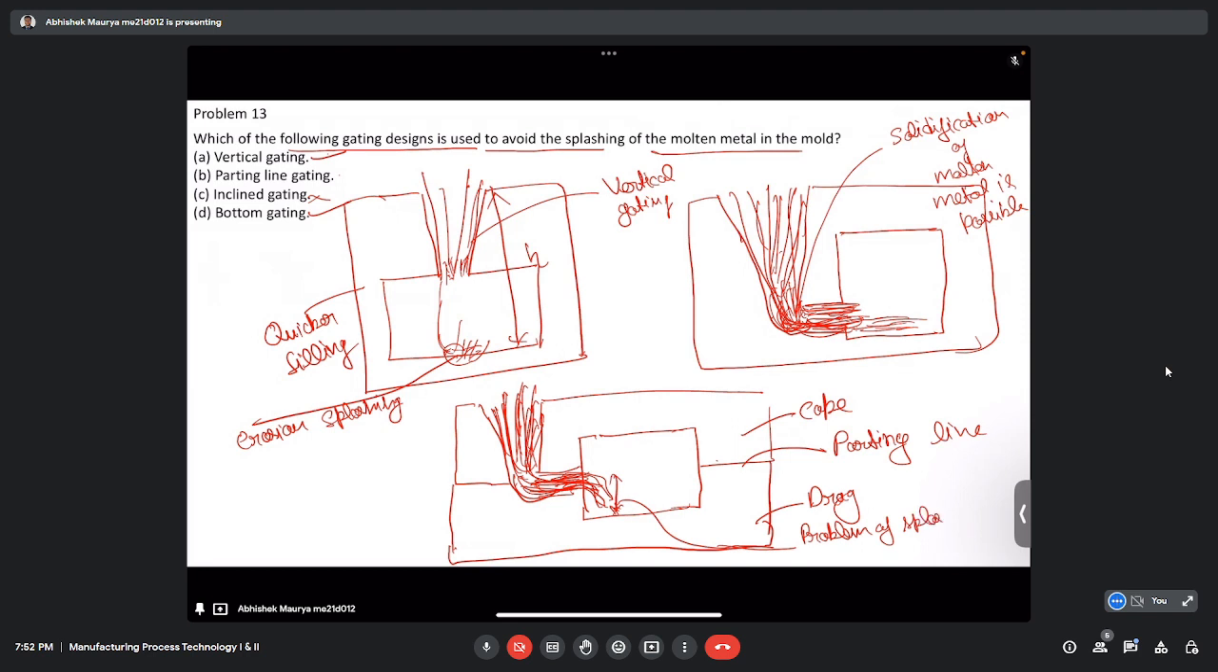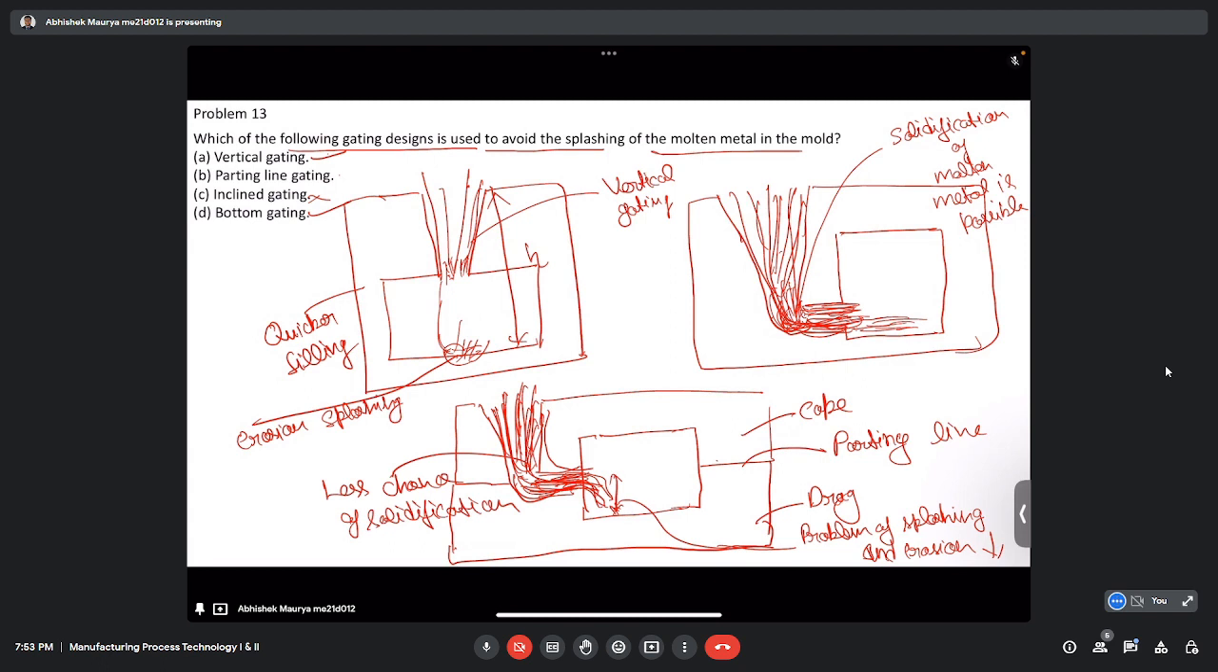Splashing and erosion will get reduced. And compared to the bottom pouring, here the metal will reach in a shorter distance and in shorter time. So there are fewer chances of solidification. So this is the parting line gating.